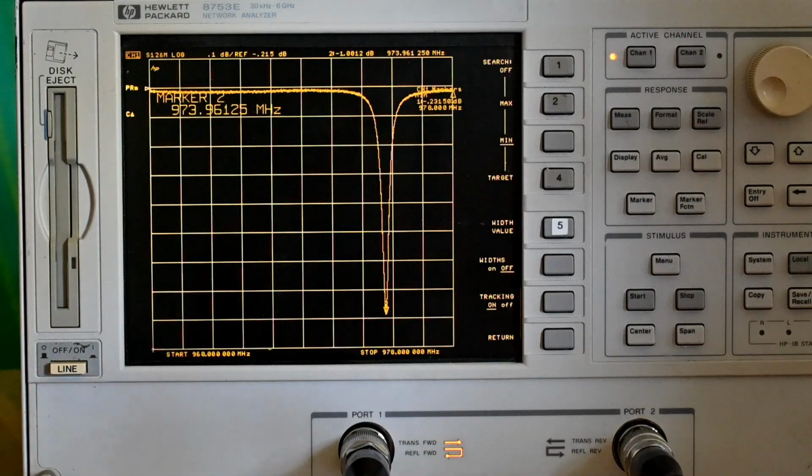Depending on your actual device, it may vary just a little bit, but I've built two of these and they do come in right around 970, plus or minus a little bit. The actual frequency doesn't matter so much. What matters is the change.